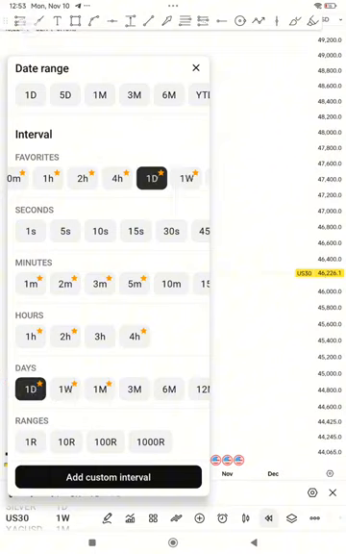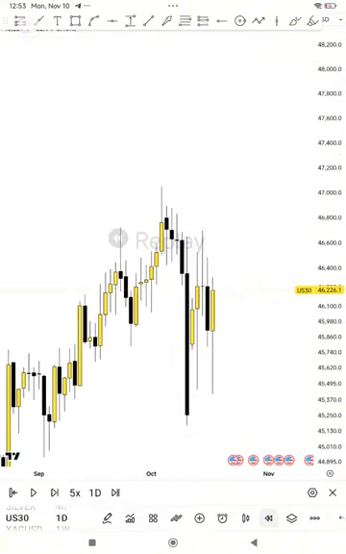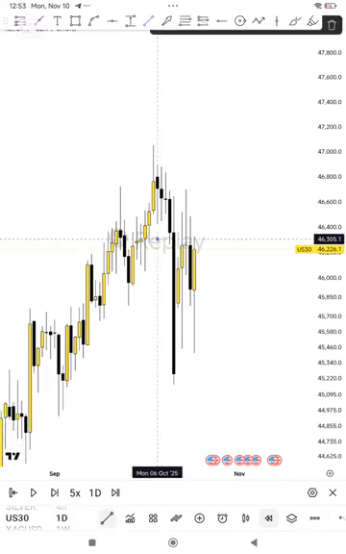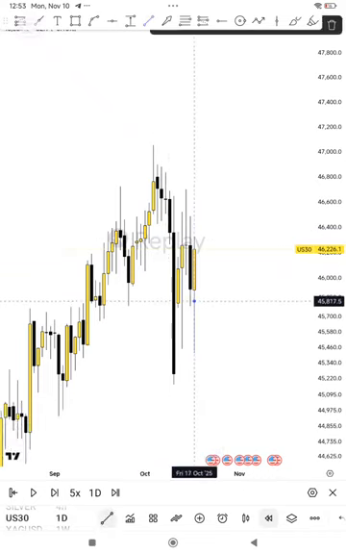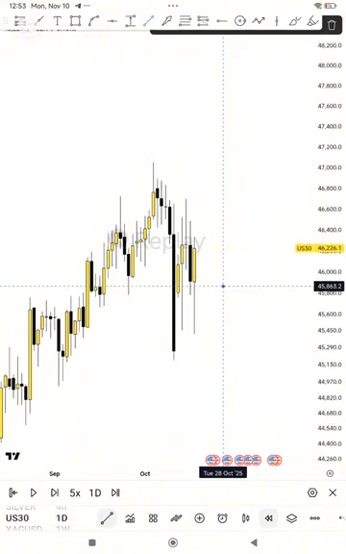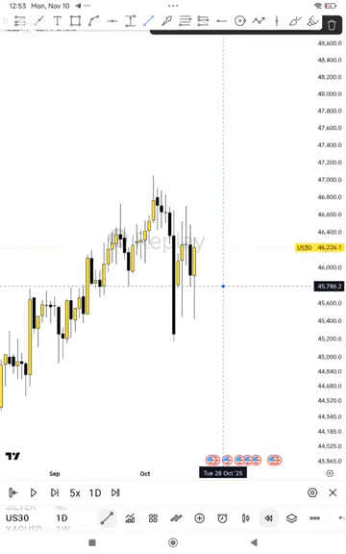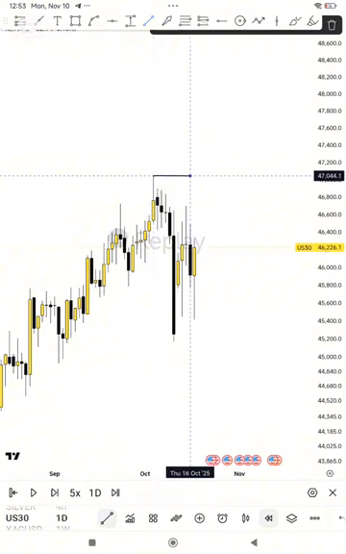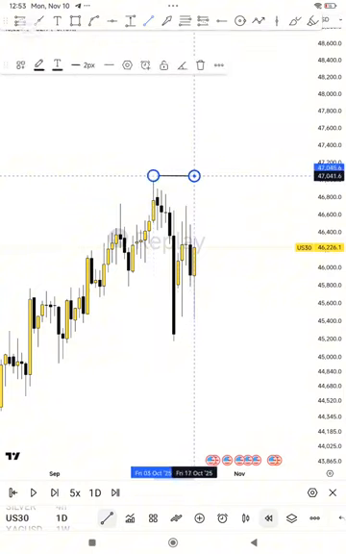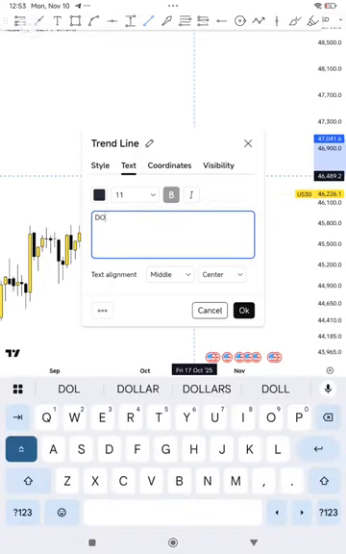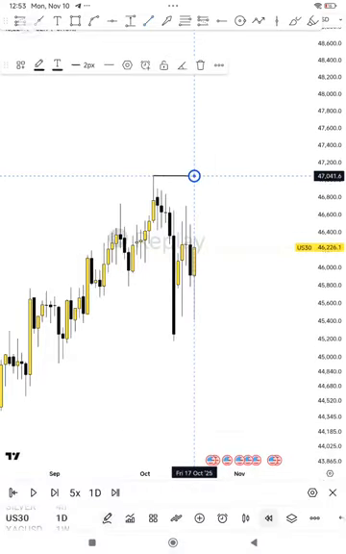Alright, let's move to the daily time frame. Okay, so that's the Friday candle. You can see the Friday candle itself looks like a good expansion and also a reversal. And what do you see here? Here we have clear drawn liquidity in the opposite direction. Alright, let me mark it, the draw on liquidity.